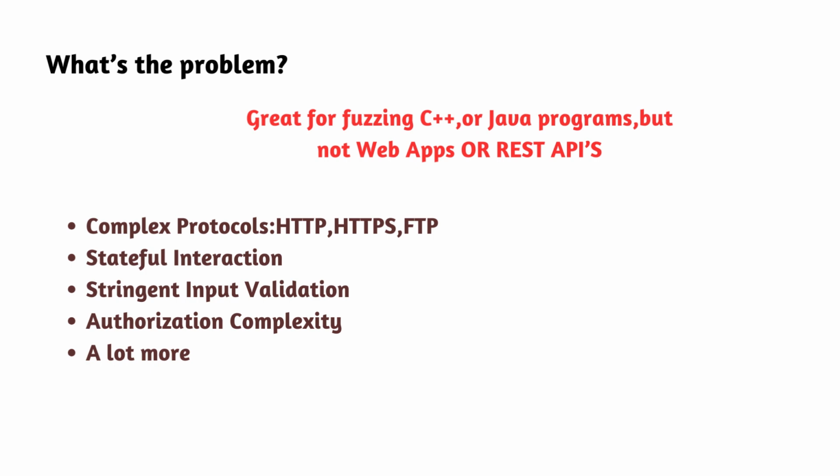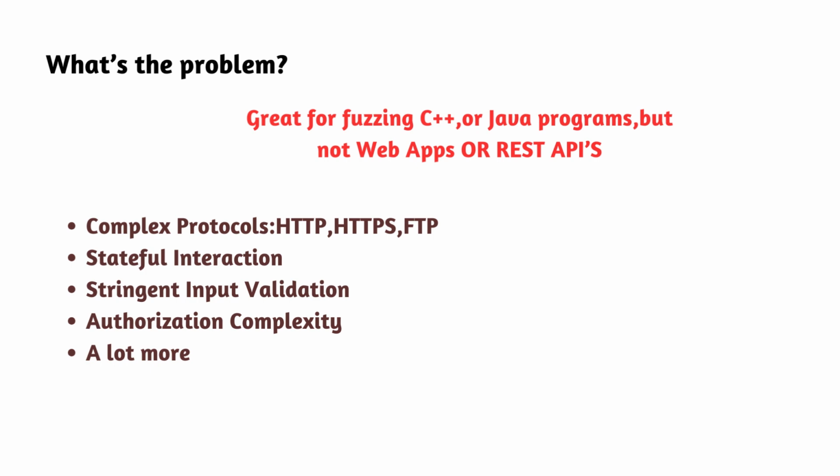After that, we got strict input validation. The input validation is much stronger compared to a C++ program, where you can just pass any kind of random input and wait for a fruitful result. In the case of web apps, the input validation carried out at the front end is very complex. As you must have observed, we just can't pass a random string in the email field of a web app. And then we got authorization complexity, where a user has to adhere to certain rules or policies mentioned in its IAM policy. So this was the case.